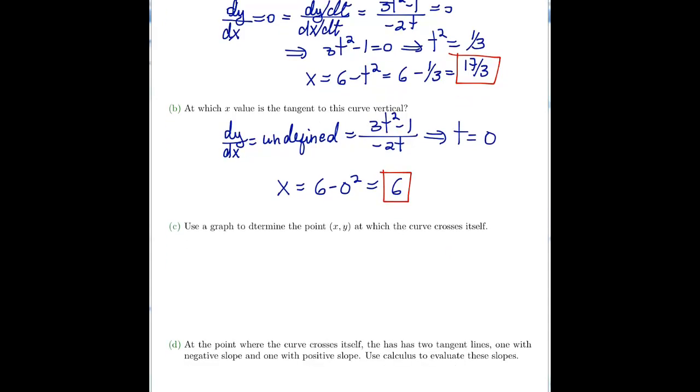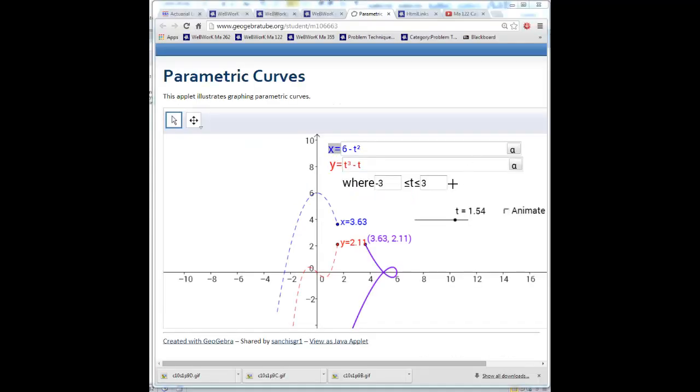Now, to find where the graph crosses itself, you kind of have to use some kind of graphing utility that graphs parametric curves. There's a link in the WebWorK question when you click on graph that'll take you to this GeoGebra applet where you can just put in the parametric equations that you're given, which I've already put in.